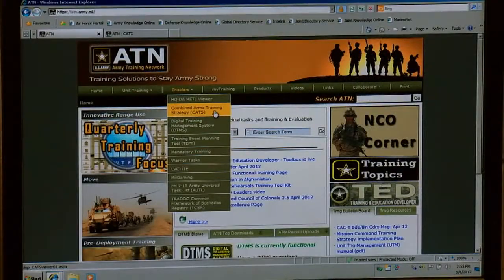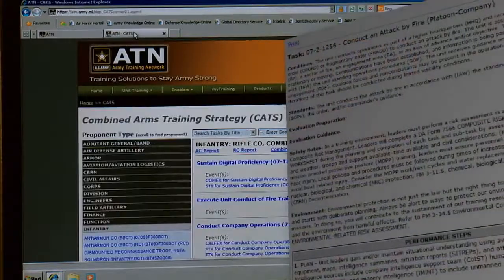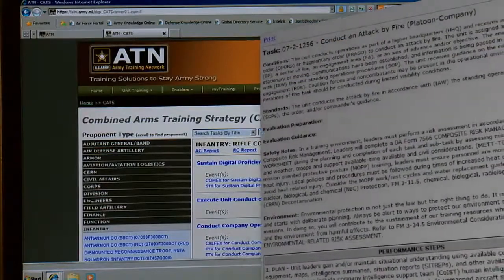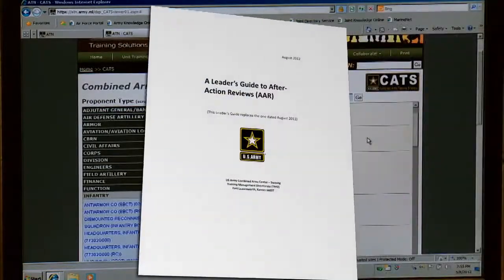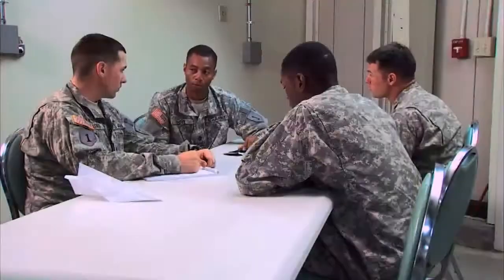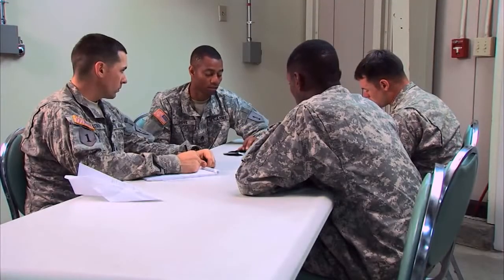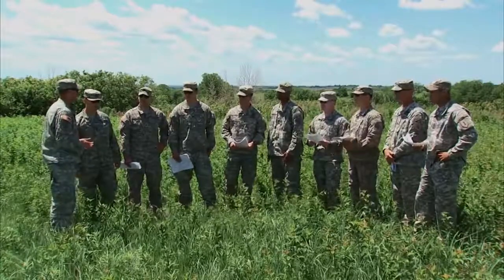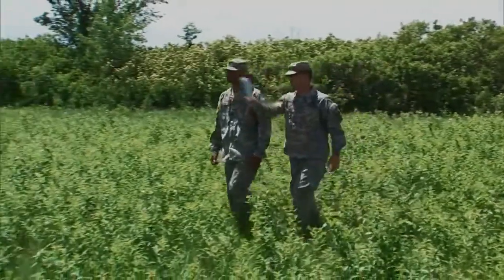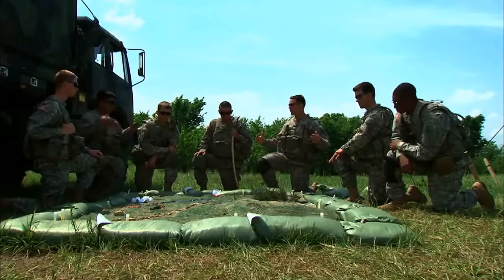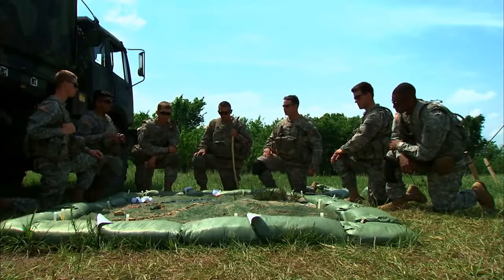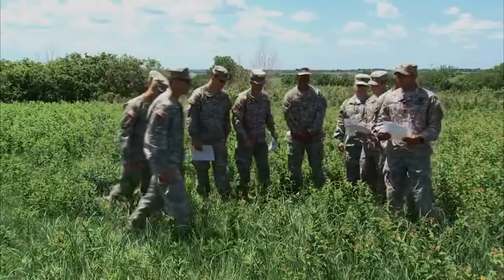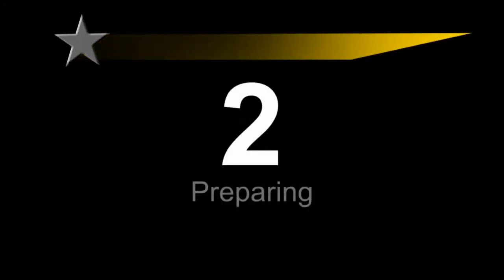During Phase 1, the planning phase, the AAR leaders will review the training and evaluation outlines, review the leader's guide to after-action reviews, and review the AAR process. The AAR leader will conduct the recon to determine when and where to plan stopping points and locations for observers during the exercise, and determine who would attend the AAR. Now that the plan is in place, it's time to move on to Phase 2. Phase 2, preparing.